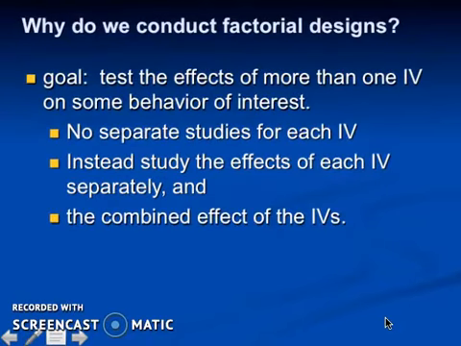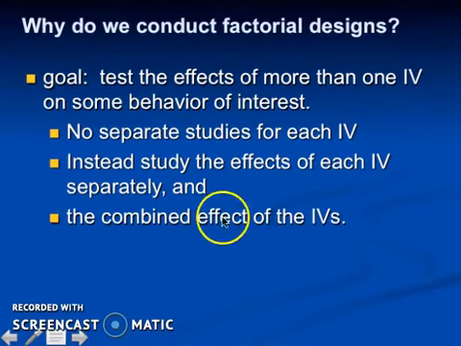So the goal of your design is to test the effects of more than one independent variable on some behavior. Instead of running separate studies for each independent variable, you're going to just look at the separate effects of each independent variable, and you have the additional advantage of looking at the combined effects of independent variables. And this is where we get to this idea of main effects versus interactions.